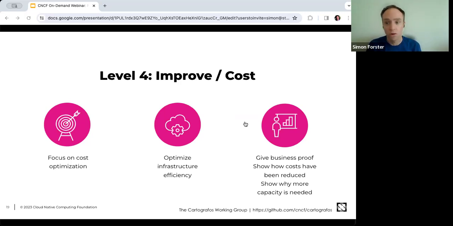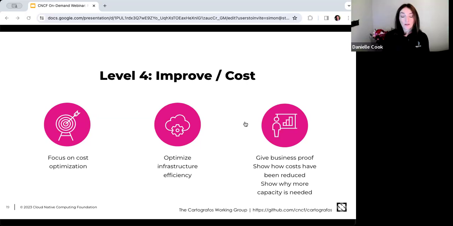You can use a lot of tooling to demonstrate cloud and Kubernetes cost optimization. Give your business the proof that they require and show how costs have been reduced. And then, as it says here, show why more capacity is needed, if necessary. Keep the conversation going between the business and the tech teams.